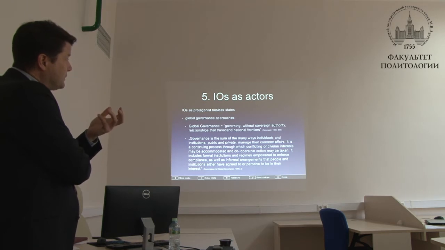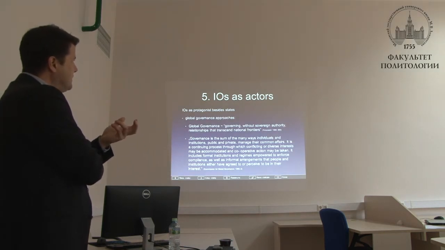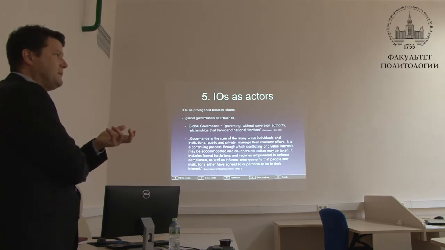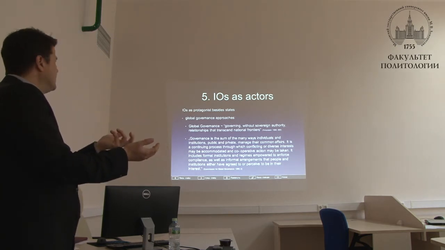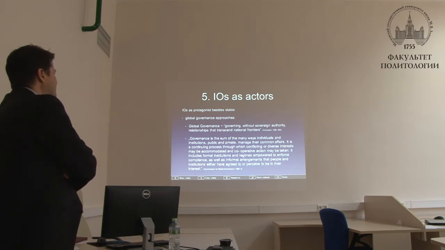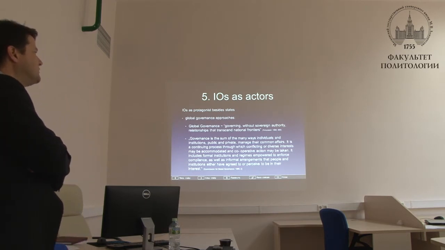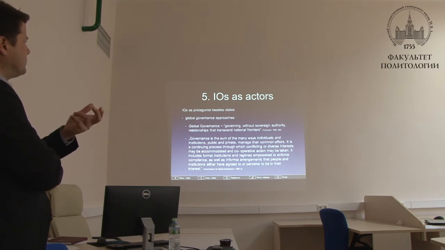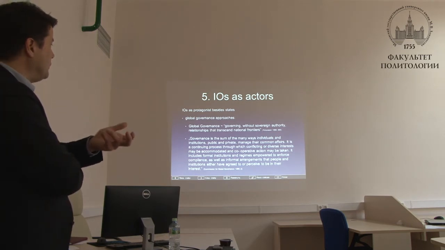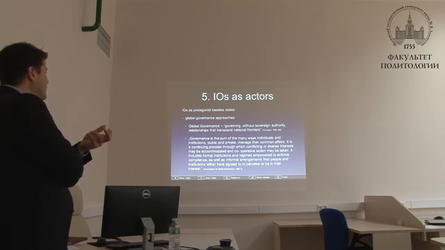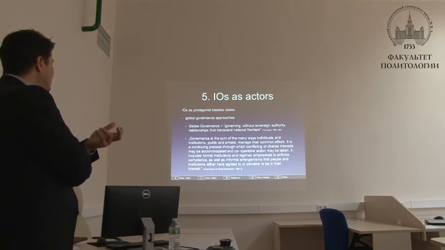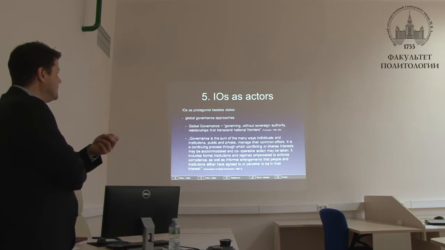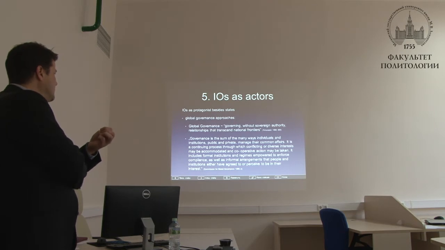And the idea is that there's a kind of governance, a kind of governing taking place without states. There is a governance beyond the state level. Governance here is the sum of the many ways individuals and institutions, public and private, manage their common affairs. It is a continuing process through which conflicting or diverse interests may be accommodated and cooperative action may be taken. It includes formal institutions and regimes empowered to enforce compliance, as well as informal arrangements that people and institutions either have agreed to or perceive to be in their interest.